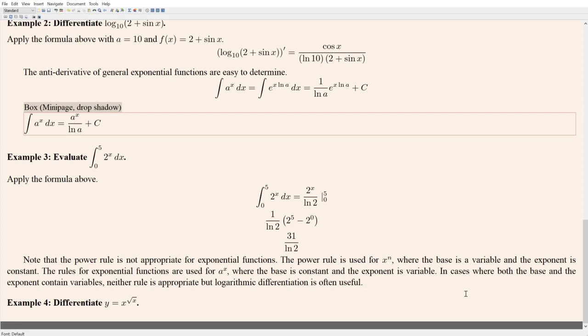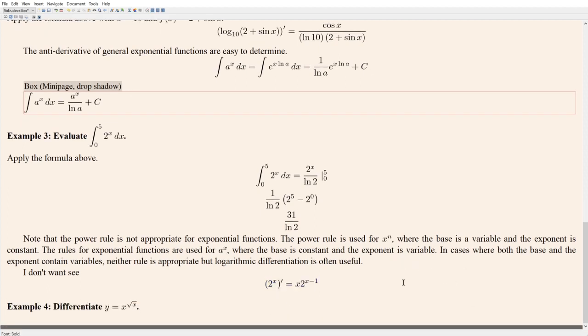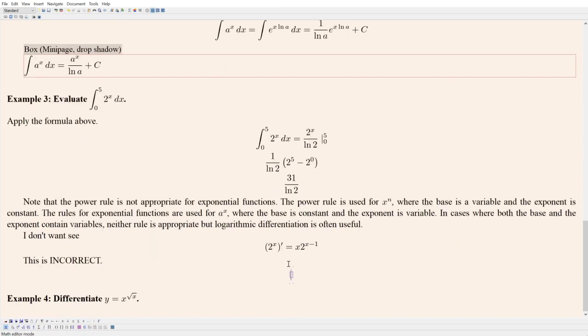I don't want to see this. Right? I don't want to see the derivative of 2 to the x is x 2 to the x minus 1. I know someone is going to do it. I know for a fact that someone is going to do it, but this is completely incorrect. That is incorrect because this is not a power function. If it was x squared, then that would be right, but it's not. The role of the variable and the role of the constant have been reversed.